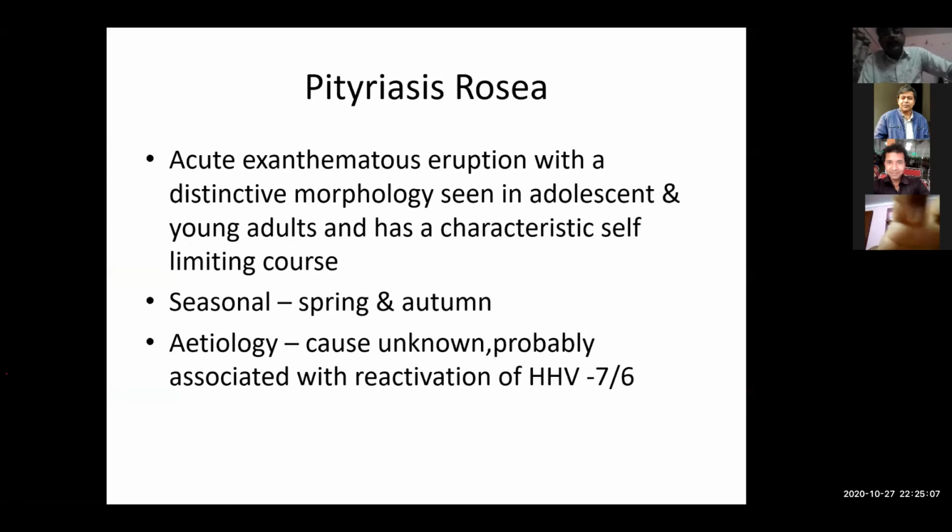Let us define Pityriasis Rosea. This is again an acute condition, right? Exanthematous eruption, right? With a distinctive morphology. Whom is it seen more? In adolescents and young adults. And this has a self-limiting course. This is very important. It has a self-limiting course.